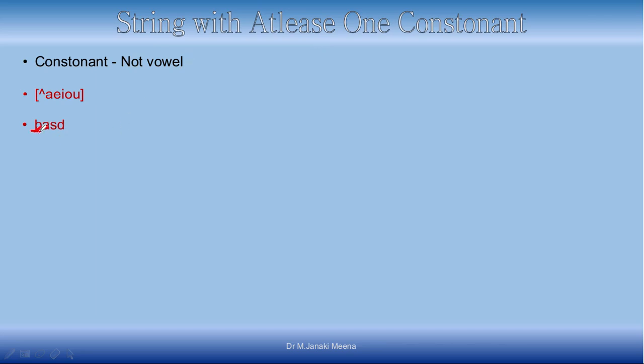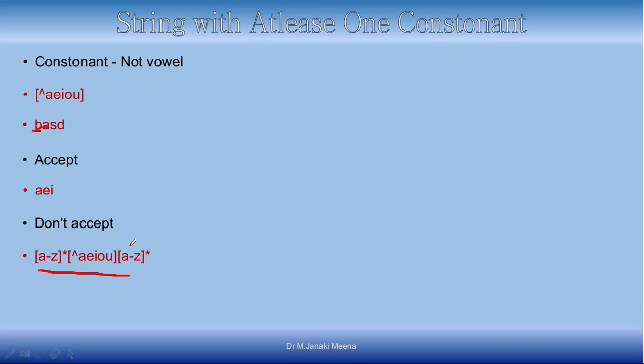Yes, B is the first consonant. Still there are 2 more consonants, so it will accept. But if I am trying to give A, E, I, it should not accept, right? So the regular expression will be like this, A to Z whole star, okay? And you need at least one consonant. Consonant is represented by this, followed by any alphabet, right?